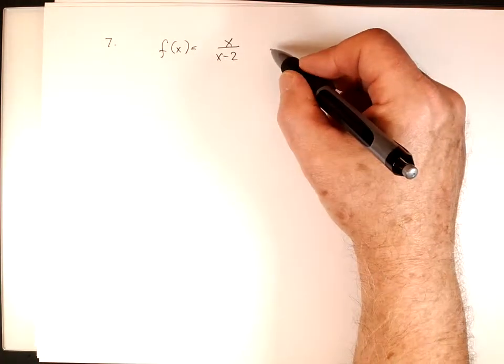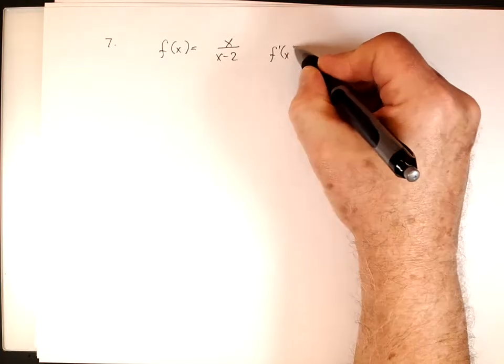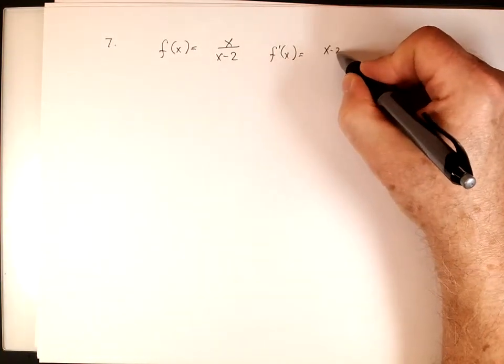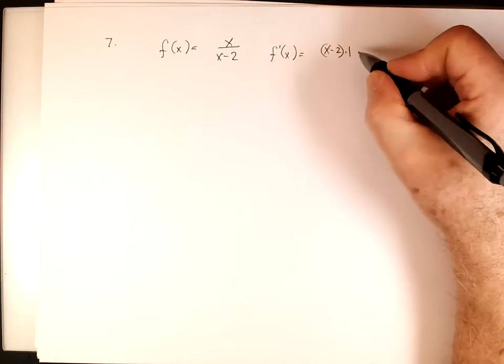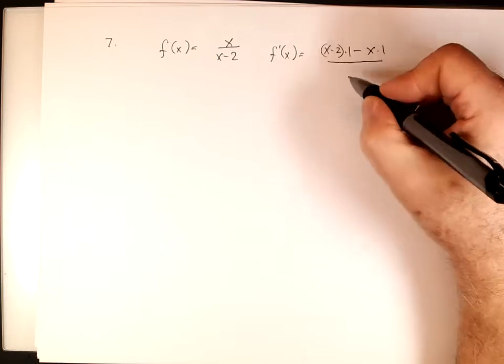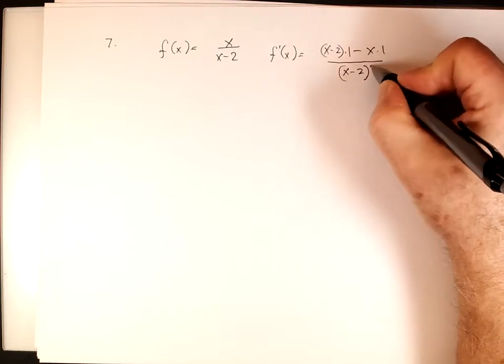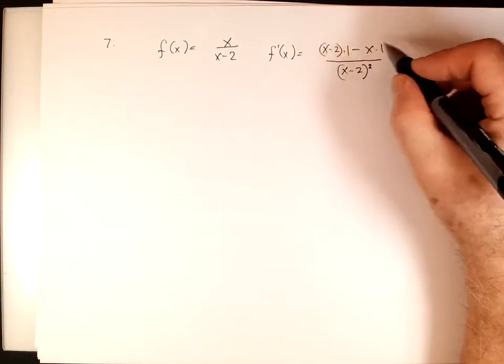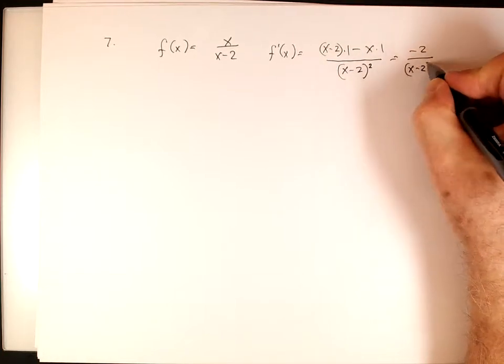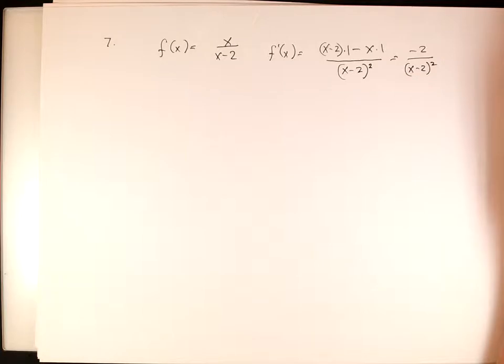We still want to find the first derivative. And to do that, we're going to use the quotient rule: denominator, derivative of the numerator, minus numerator, derivative of the denominator, all over the denominator squared. Drop the grouping symbols, the x's will cancel, and we'll get negative 2 over x minus 2 squared. This is our first derivative.